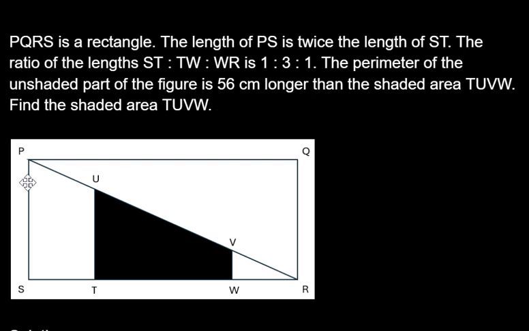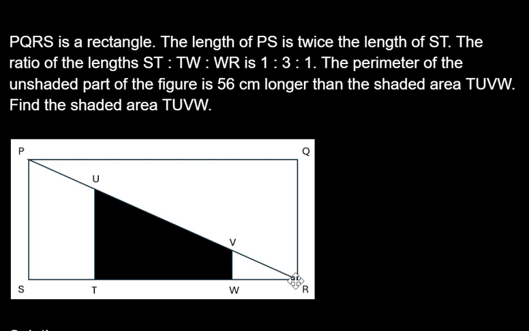Okay, let's look at the diagram. So PQRS is a rectangle. The length of PS is here, twice the length of ST, which is here. So this is double of this. The ratio of ST, TW, and WR is 1:3:1, which means that this is 1, this is 3, this is 1.